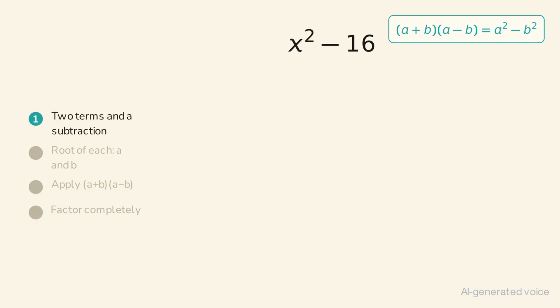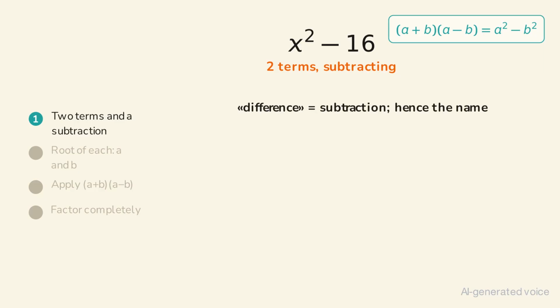We'll factor x squared minus 16. First we count. This polynomial has two terms, x squared and 16. And notice the middle sign. It's a minus, meaning the two terms are being subtracted. That's why it's called a difference of squares, because a difference is precisely a subtraction.